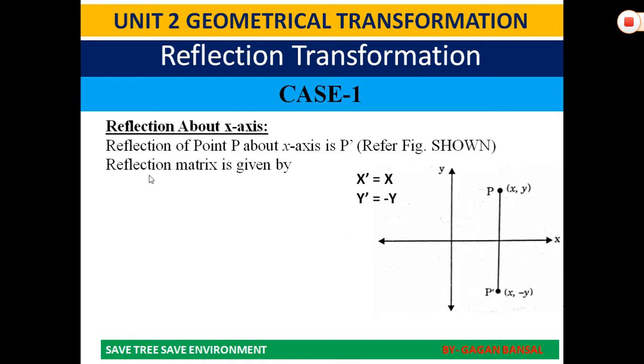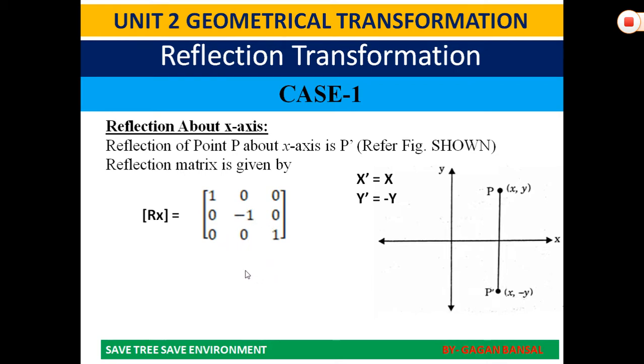So how we will write the matrix, as we have already done in the previous 3 lectures, that is x dash equals x and y dash equals minus y. If this is your basic equation for reflection transformation along x-axis, so the matrix, say Rx is the reflection matrix along x-axis, will be 1 0 0, 0 minus 1 0, 0 0 1.